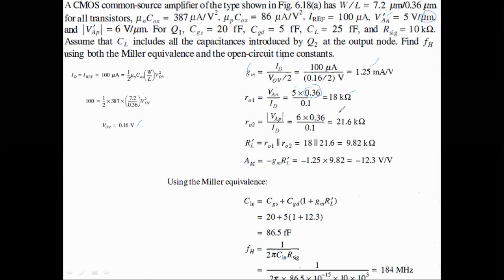So 18K. Similarly, VAp equals VAp dash into L. We get it like this. RL dash, because for the CMOS common source amplifier it is ro1 parallel ro2, so you get 9.82K. Am equals minus gm into RL dash, 12.3 volts per volt. Cin equals CGS plus CGD into 1 plus gm RL dash, 86.52 farad. Now we calculate the Miller equivalent and get 184 megahertz. Okay, now let me move to the next part.